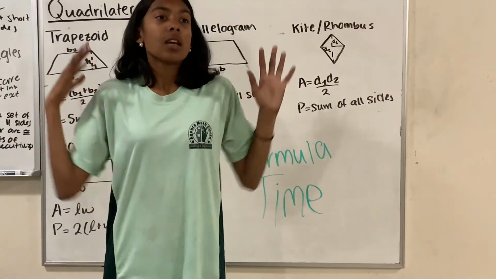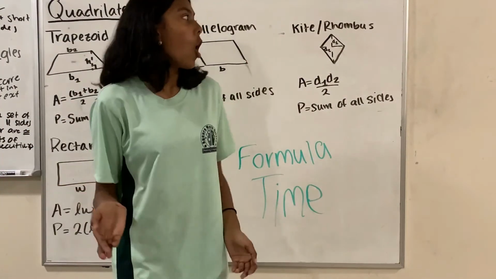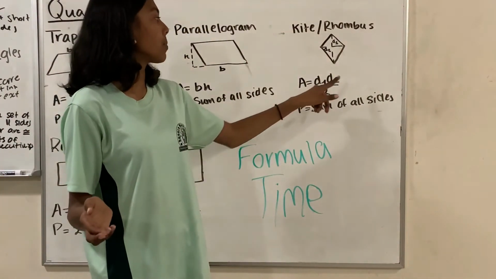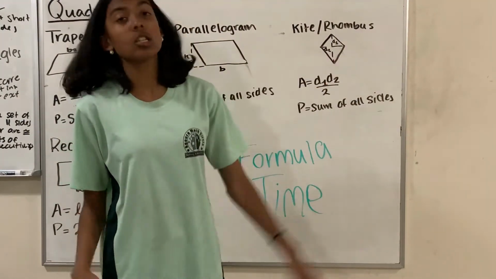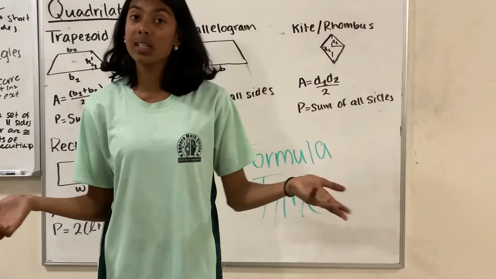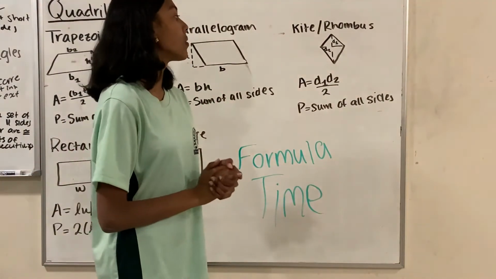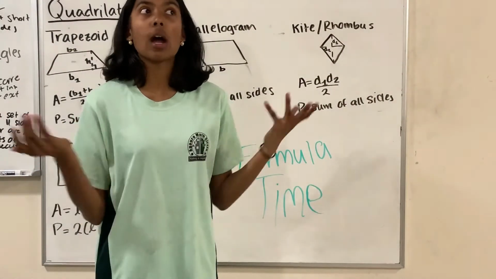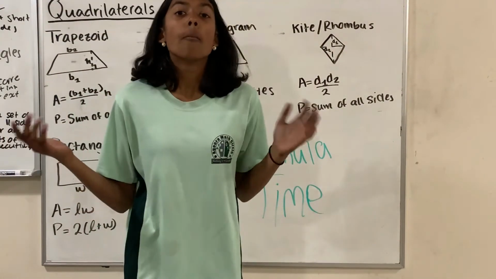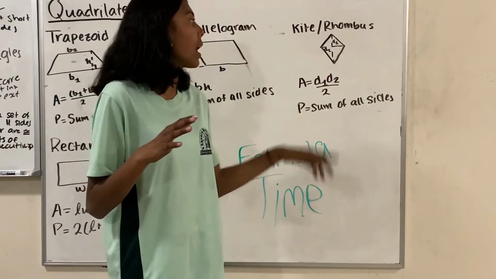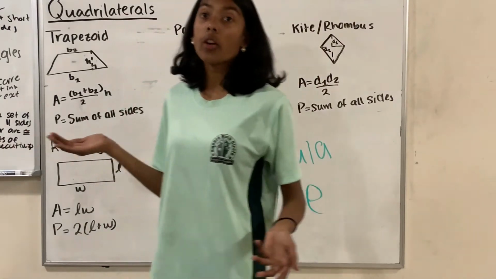A kite or rhombus, they both have the same formula. All you have to do is multiply the diagonals, divide by 2. So this is D1, this is D2. You can switch them because it really doesn't matter. And you divide by 2. Remember that dividing by 2, I always forget. And so the perimeter is just the sum of all sides. But if it's a rhombus, it's 4 times one side because they're all equal.